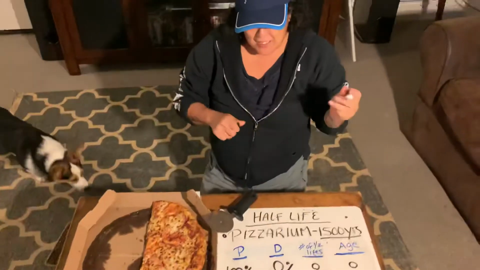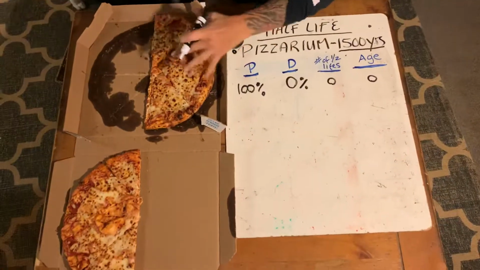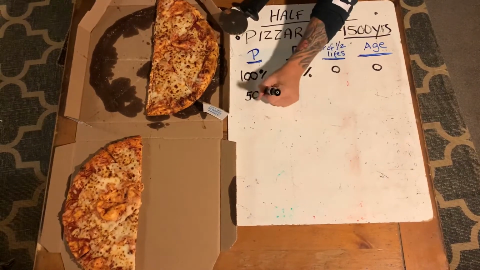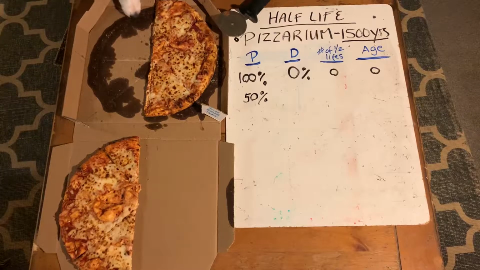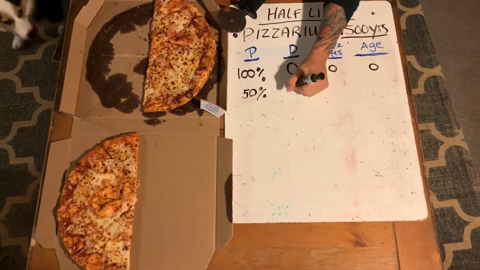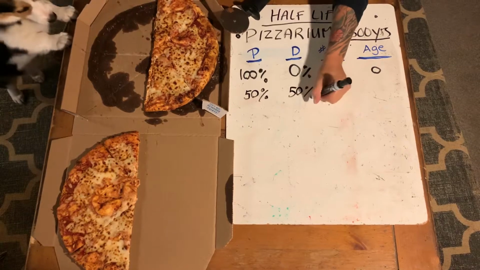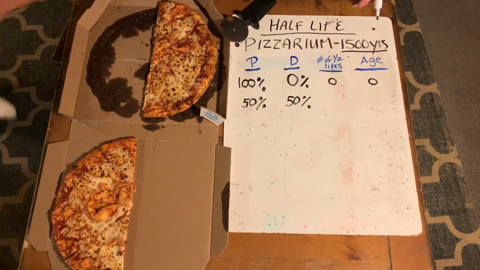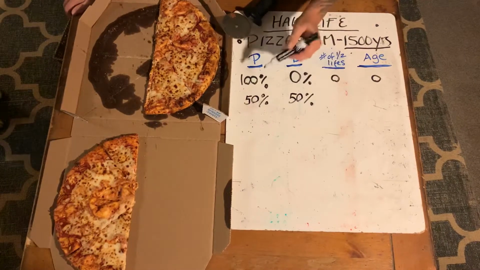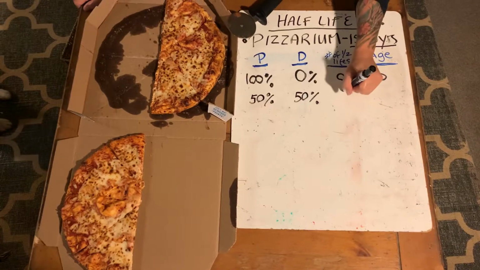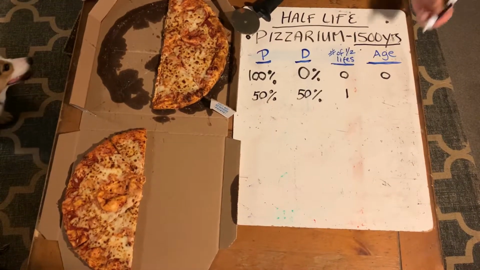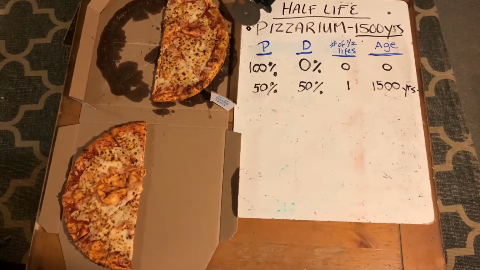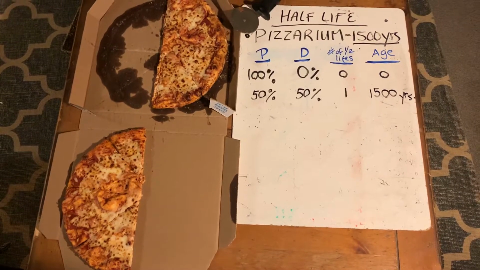So now we're left with what's in this box here. We have 50% of the parent, and 50% now of the daughter, which is the new element that it's made. And so that means that if there's 50% of pizzarium, 1 half-life has occurred. And that gives us an age of 1,500 years. Does that make sense, guys?